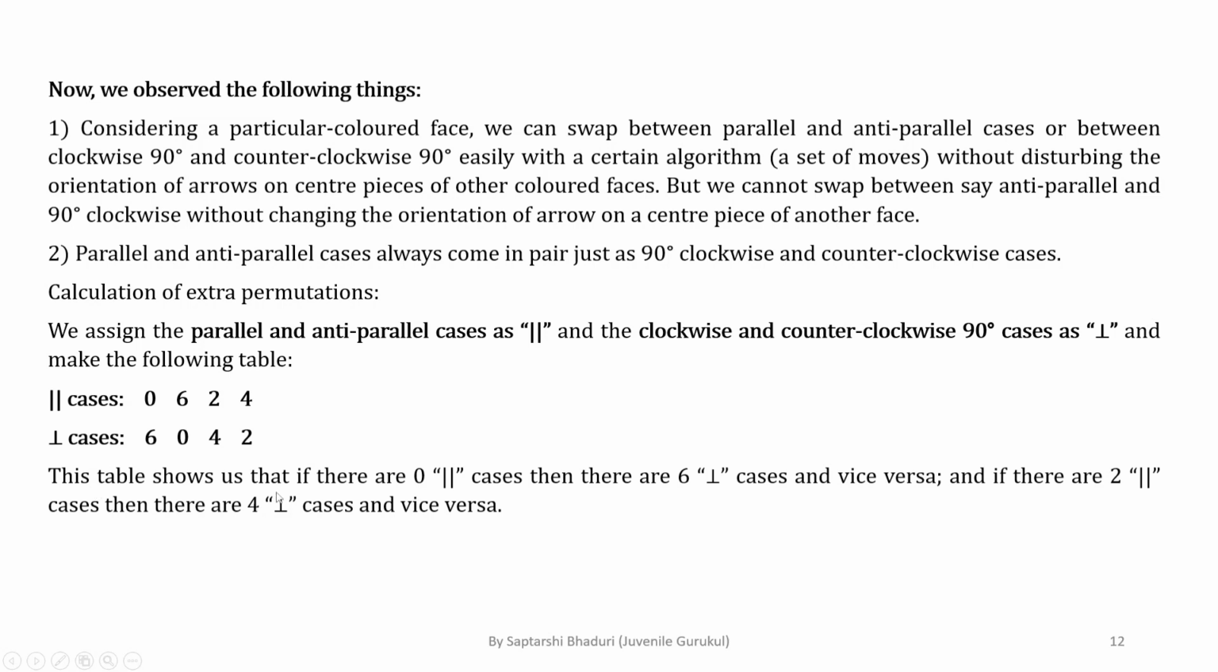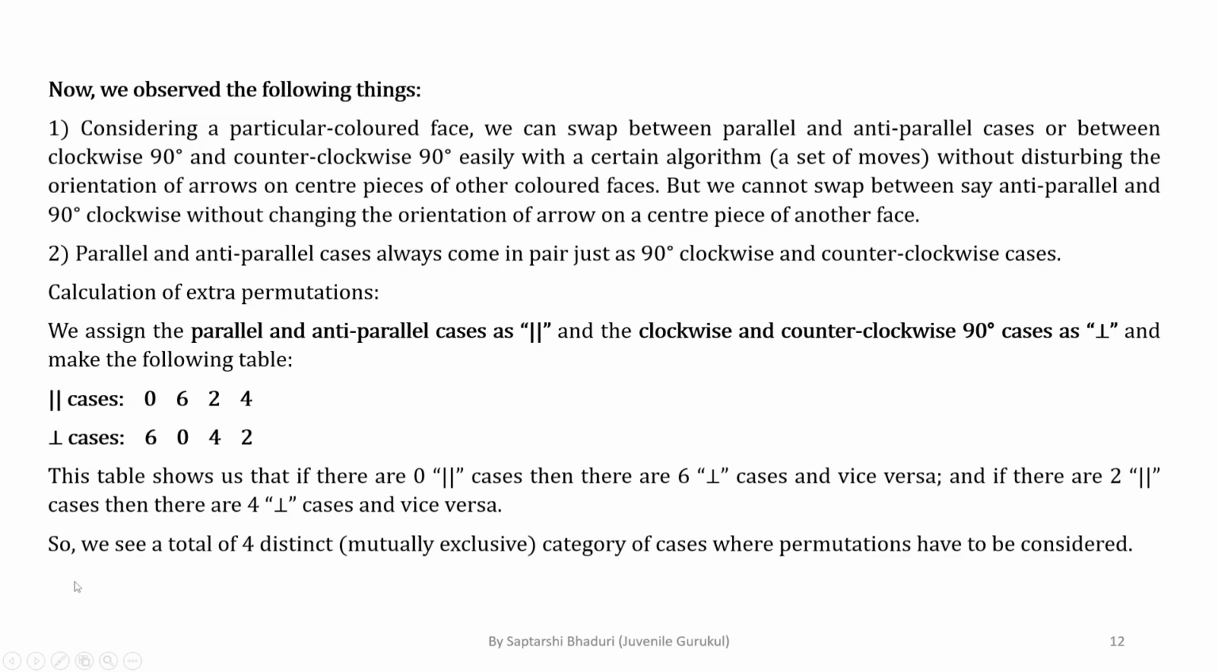This table shows us that if there are 0 parallel cases, then there are 6 perpendicular cases and vice versa, and if there are 2 parallel cases, then there are 4 perpendicular cases and vice versa. So we see a total of 4 distinct, mutually exclusive categories of cases where permutations have to be considered. Now I will show an example video demonstrating the above cases.